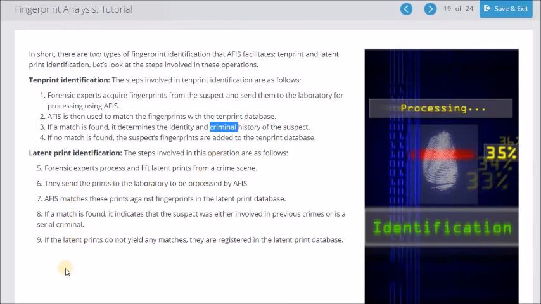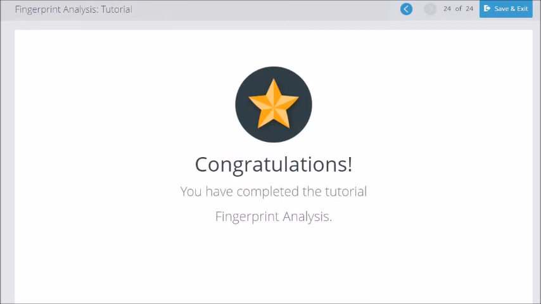And then there's the latent print identification. It helps you find out if you don't have the person there, you just have the print, like a picture of the print that you found at a crime scene. It helps you to find that as well. And that's it. That's all there is to fingerprint analysis. It wasn't that big of a deal.